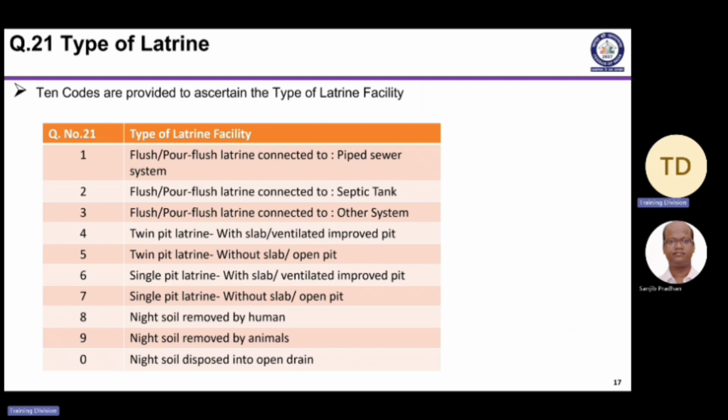So the first 3 are flush or pour flush systems, and whether that system is connected to the piped sewer system, or to the septic tank, or to another system. Then comes the twin pit latrine, whether it is with slab and improved pit with ventilation, or without slab or open pit, and then the single pit with the bifurcation of with slab and without slab. Then comes our manual scavenging part, night soil removed by humans, then night soil removed by animals, and last is night soil disposed into the open drain.